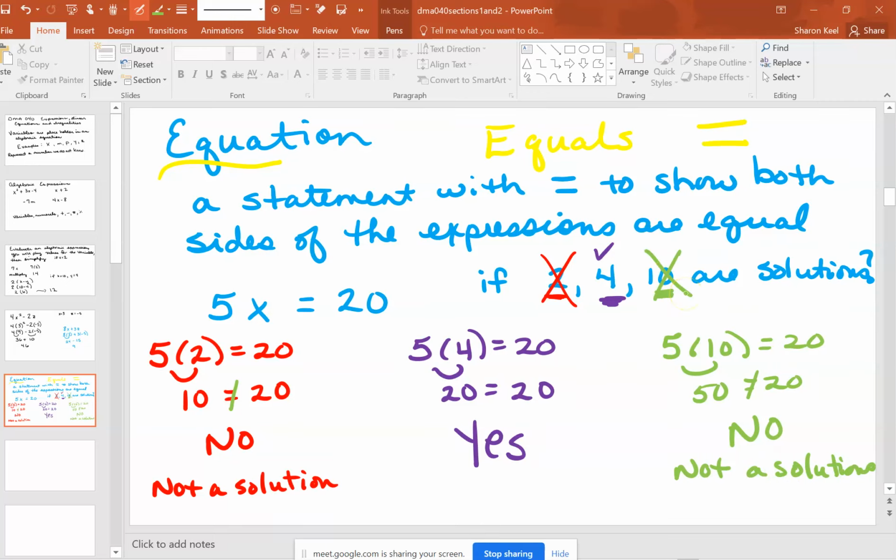So in this section, as you're dealing with equations, they're going to have you substitute a value for the variable. You're going to simplify the left side, bring down the right side, and then you're going to see if those last values are equal to each other or not. This first one is not, this one is not. So the only solution would be the 4. The other two are not.